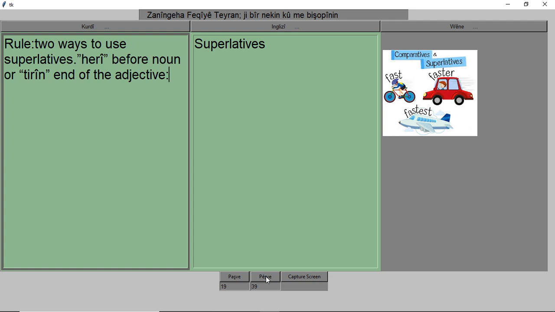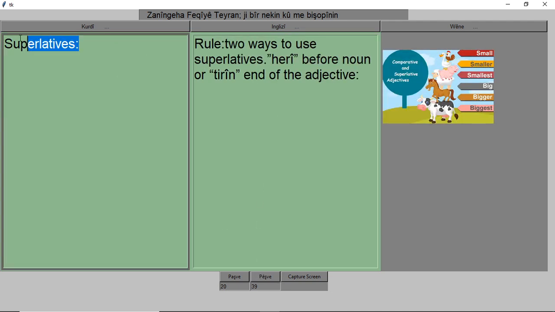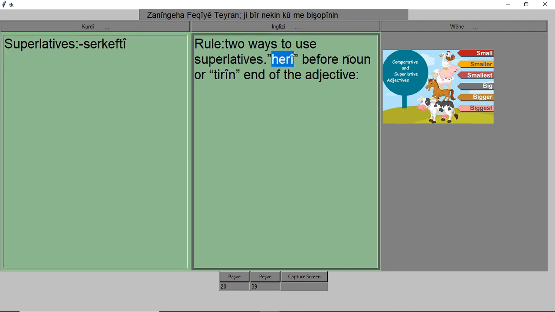drejter. Rule two ways. So superlatives, in the dictionary it says serkeftî. Two ways to use superlative: hari before a noun. You can use hari before a noun or trin at the end of the adjective. That's it.